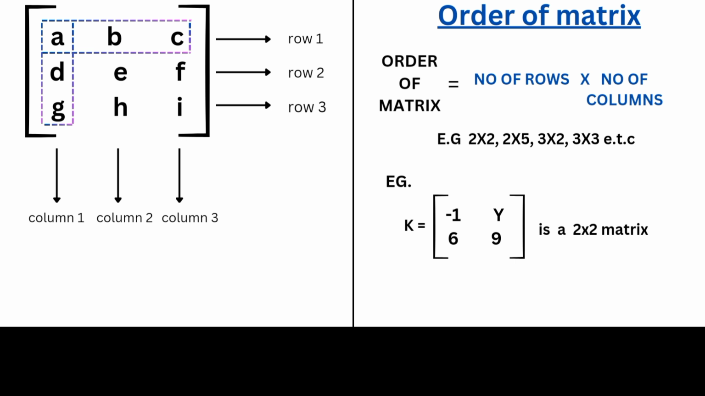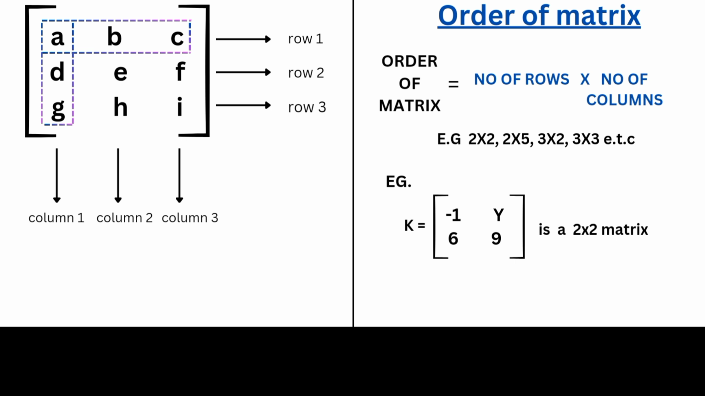Elements A, B, C, D, E, F, G, H, I. Rows are elements in a straight line. Columns are elements in a vertical line. A, B, C is on a straight line, that's row 1. D, E, F, row 2. G, H, I, row 3. A, D, G is arranged in a vertical line, that's column 1. B, E, H, column 2. C, F, I, column 3.